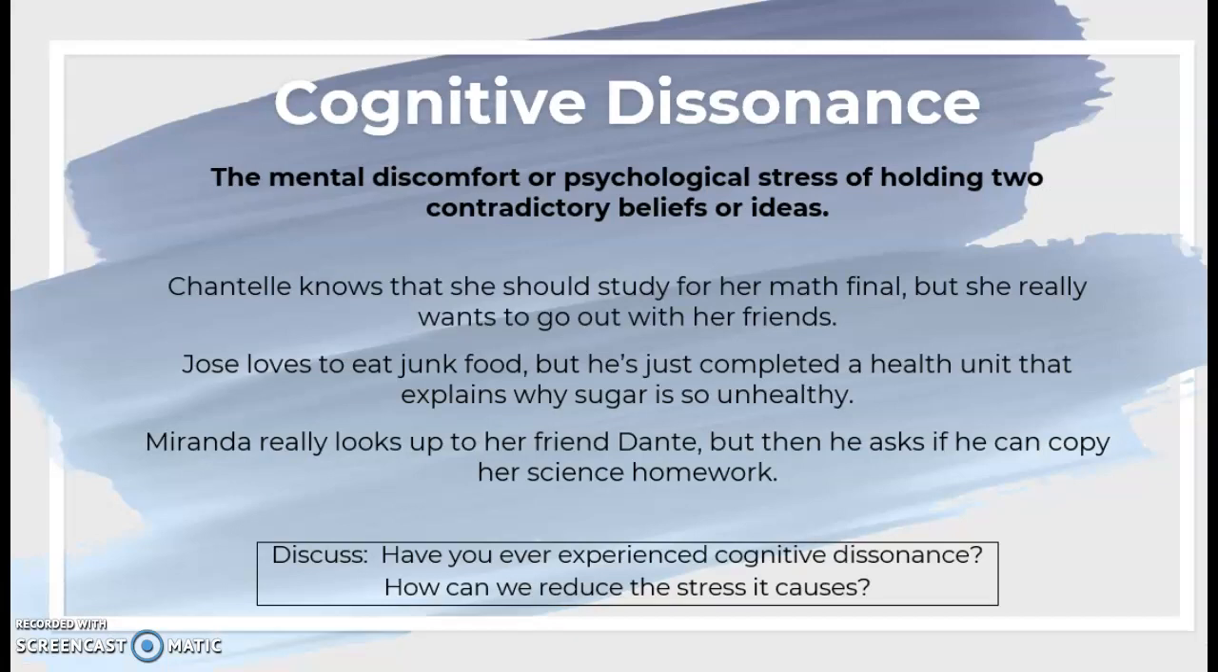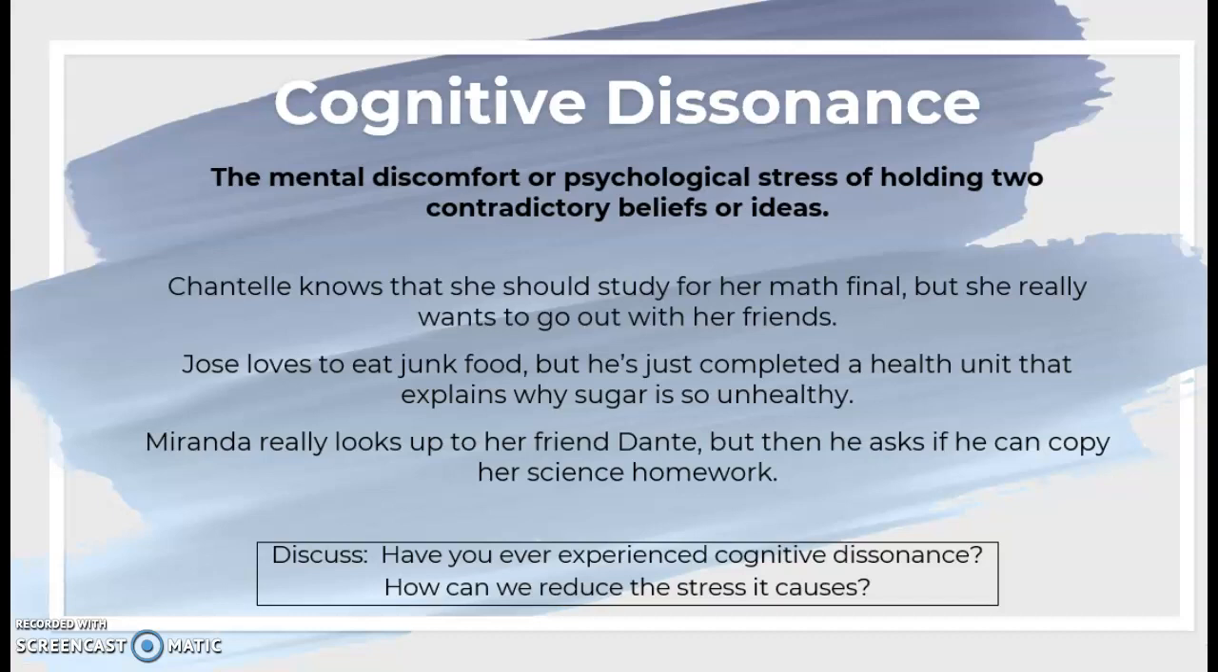It is important when we're talking about bias in a text to recognize cognitive dissonance, which is the mental discomfort that we all feel whenever we are trying to somehow address two contradictory ideas at the same time. So these are some good examples here on the screen. Chantel knows that she should study for her math final, but she really wants to go out, right? So you have these two competing ideas, and they are both equally valid, and it feels very stressful mentally. It's mental stress, psychological discomfort.